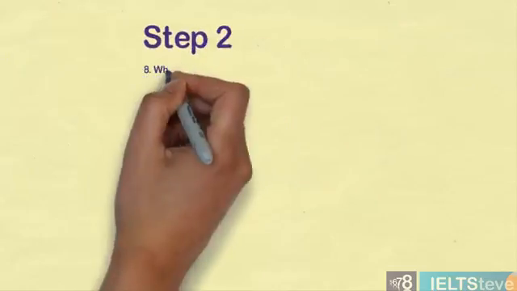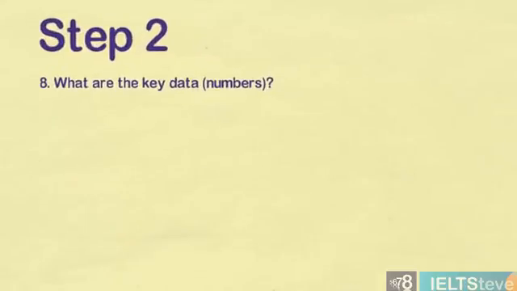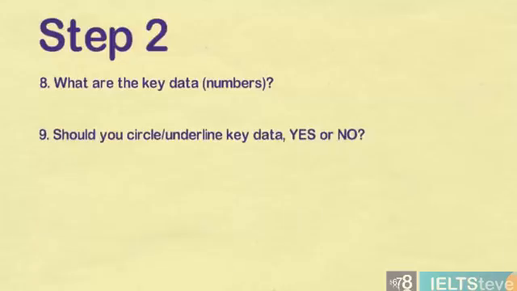Question 8, we move into step 2 now with the next questions. So question 8, what are the key datas? By that we mean, what numbers should you really be looking for? Now, that would be true in a line graph or a bar chart, tables especially. Those 3 things, a line graph, a bar chart, and a table, because sometimes there's too much data. So what's the key data you should be looking for? This is just an easy yes-no question, should you circle the key data or underline it?